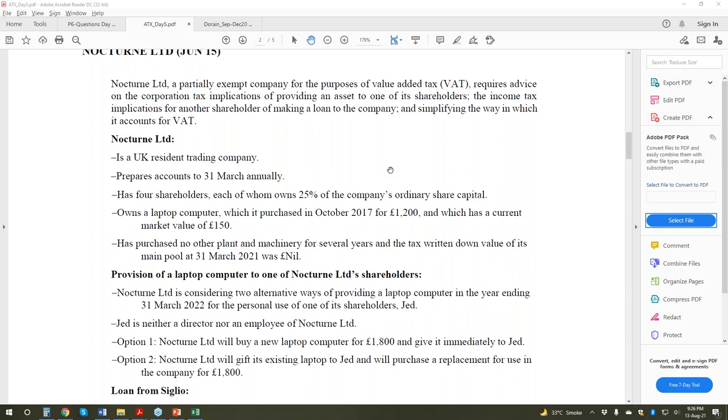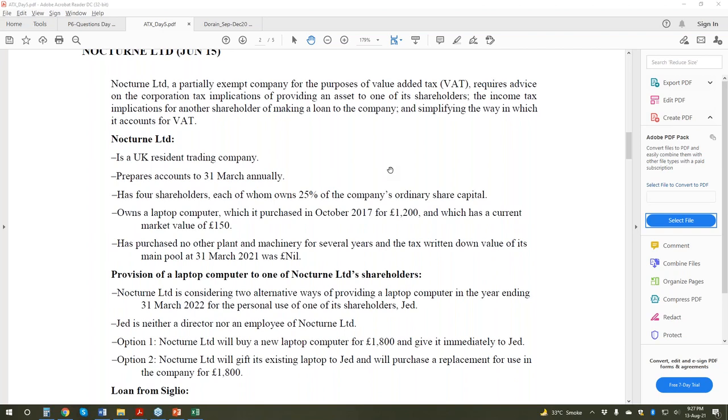It has four shareholders, each of whom owns 25% of the company's ordinary share capital. It owns a laptop computer, which it purchased in October 2017 for 1200 and which has a current market value of 150. That's fine. It has purchased no other plant and machinery for several years, and the written down value of its main pool is 150.